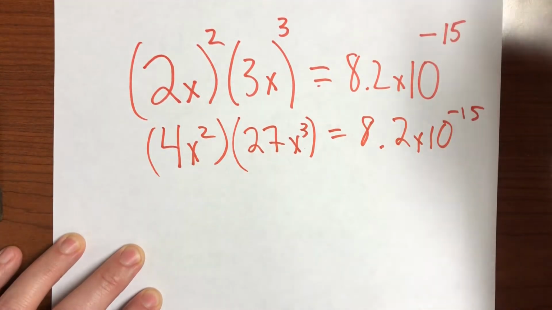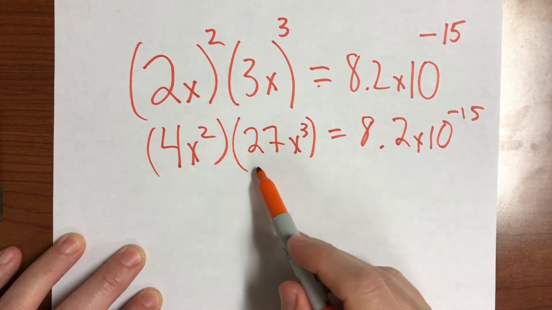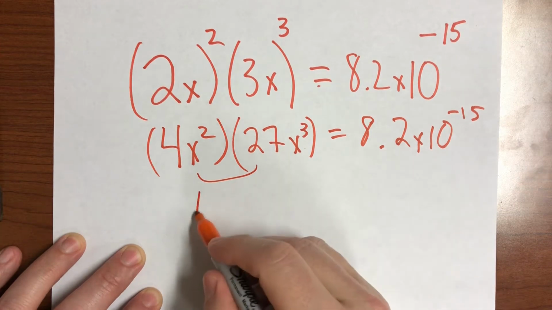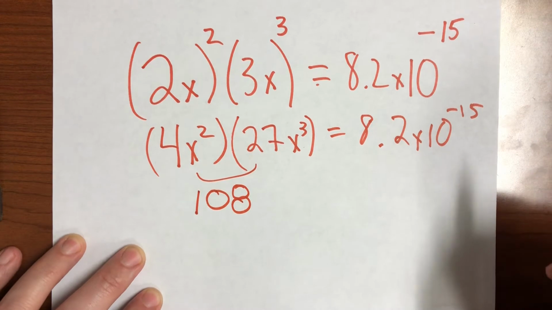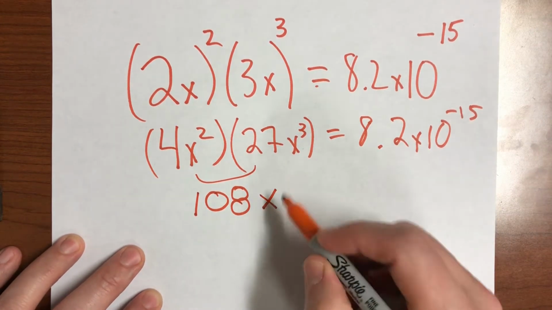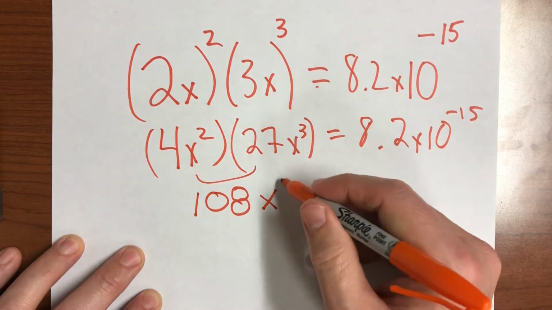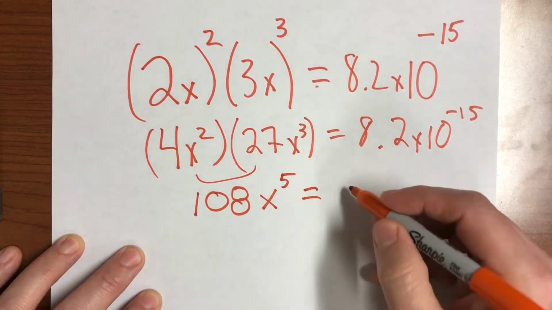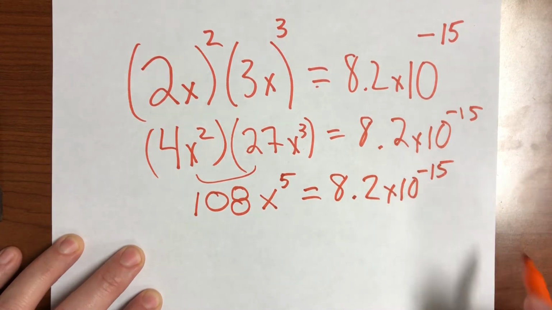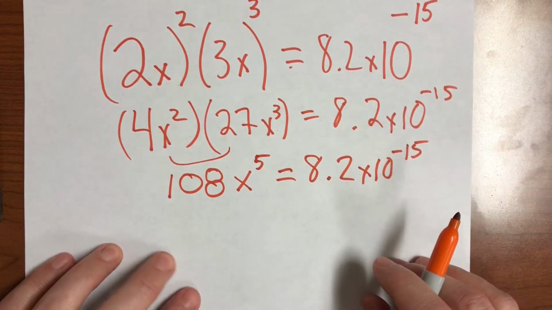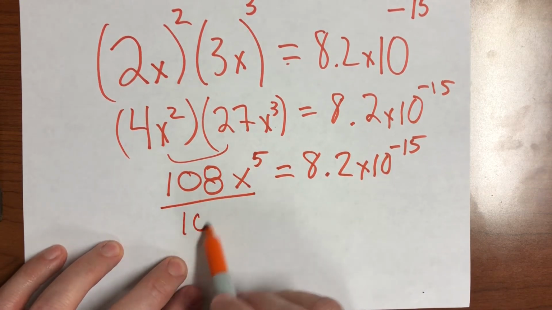So now we've got 27x cubed times 4x squared, so we're going to multiply the coefficients, which I hope is 108, because that's what I'm going to say it is, and if I'm wrong, I'm going to look silly on the internet. And then the x's are x squared times x cubed is x to the 5th. And that gives us this expression. And now we've got to solve that. So we're going to isolate the x. First thing we're going to do is divide out the 108.